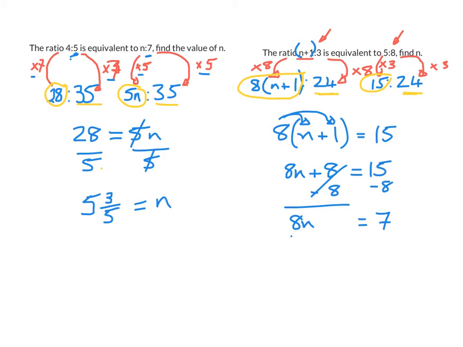And to find out what 1n is worth, n equals 7 over 8. And that should be my answer. Hopefully you can now have a go at part B of the worksheet. Good luck.